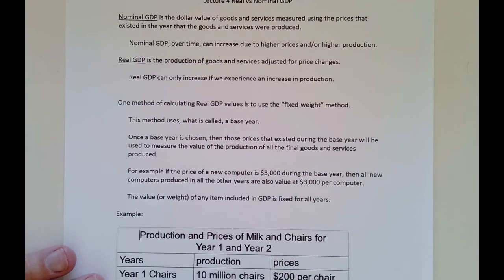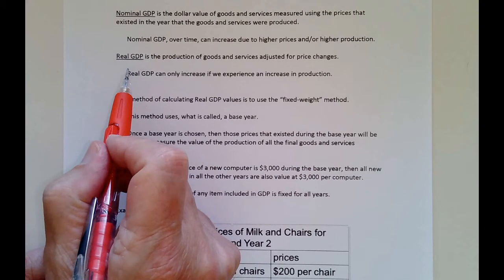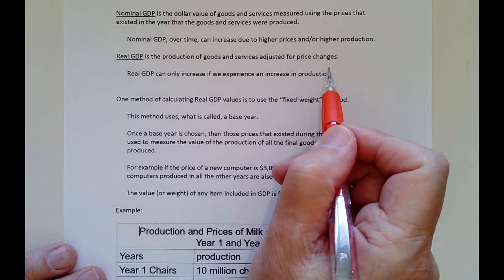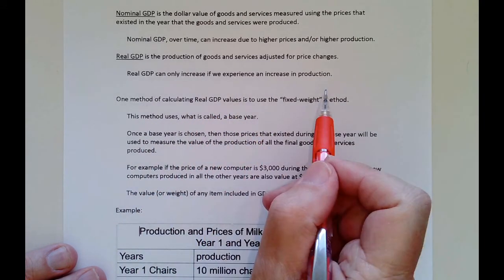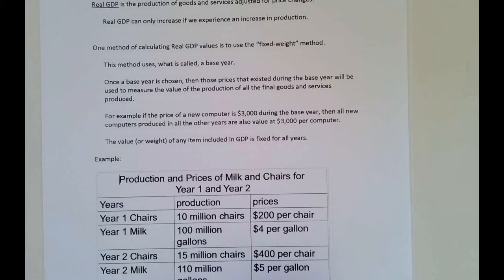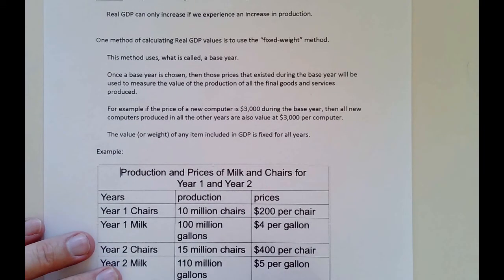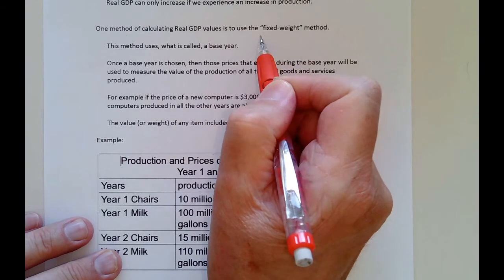And so what we want to do is come up with a measurement known as real GDP, and that is the production of goods and services adjusted for price changes. So real GDP can only increase if we experience an increase in production, and that takes out the inflation. So how do we come up with a measurement that takes out inflation? And that is known as using what's called the fixed weight method.